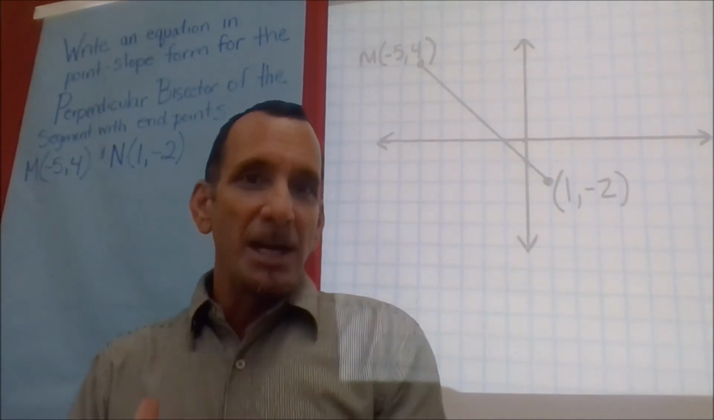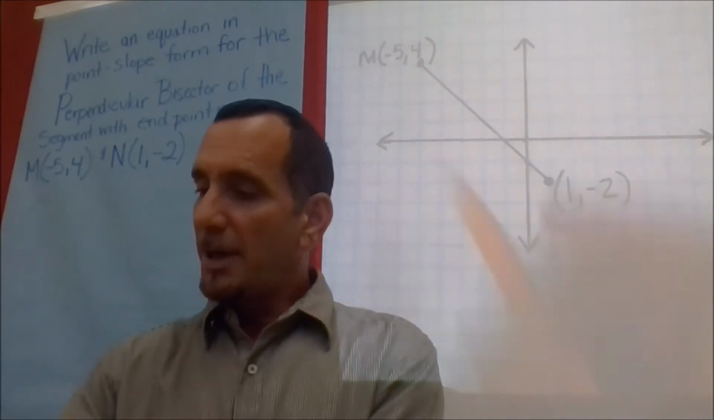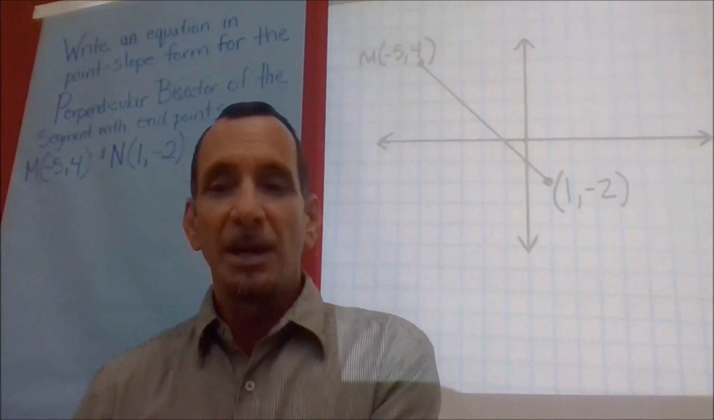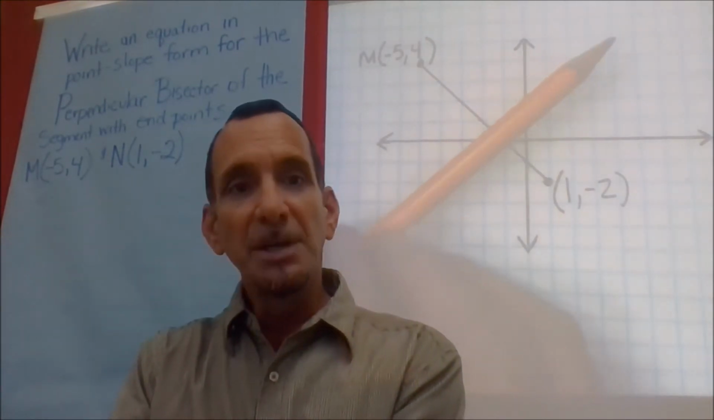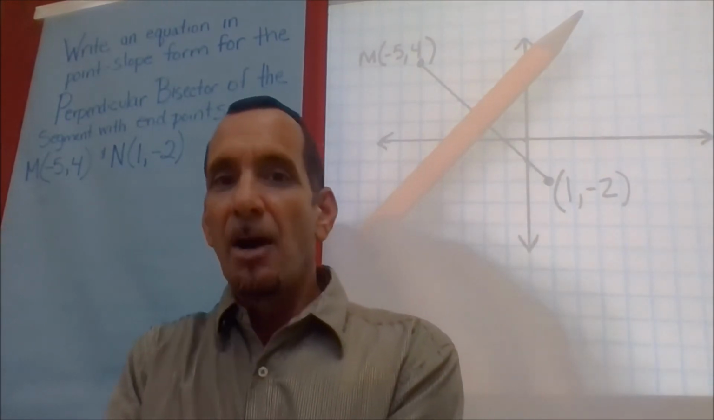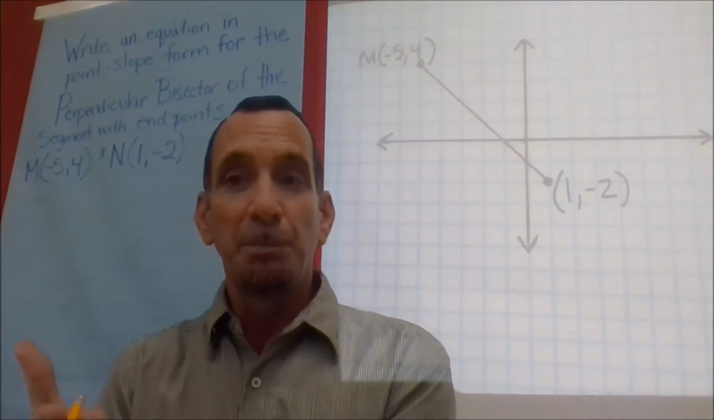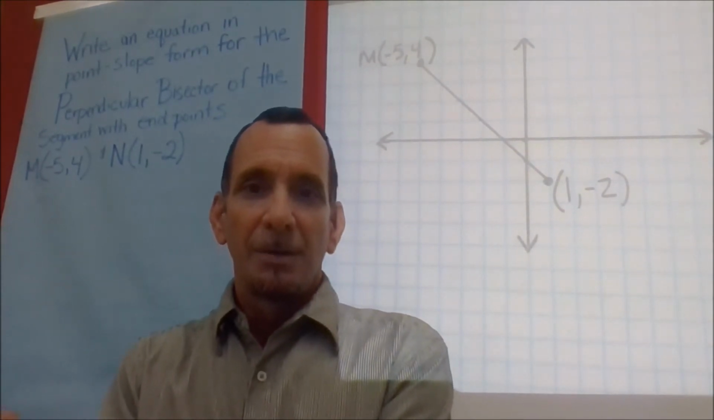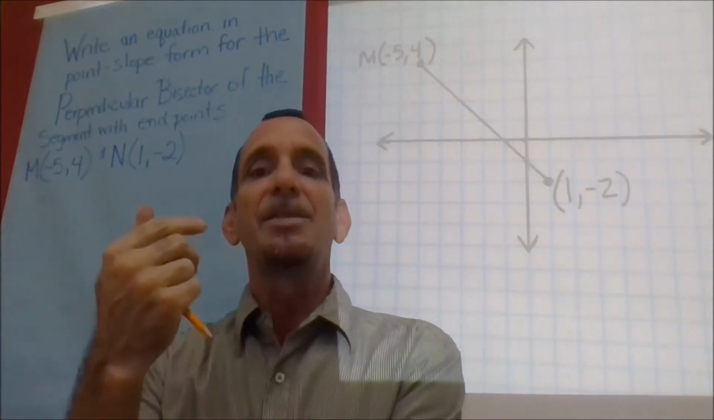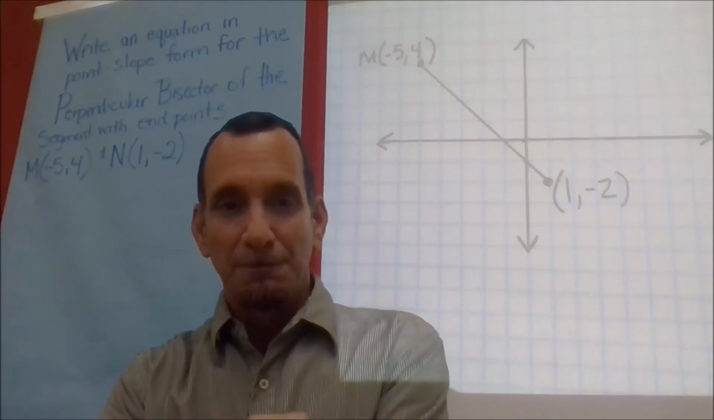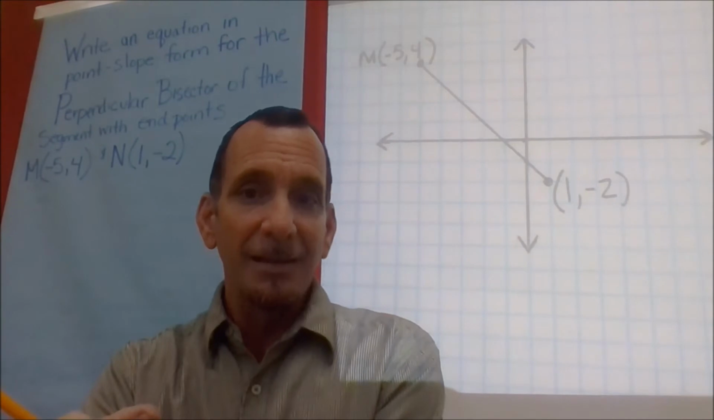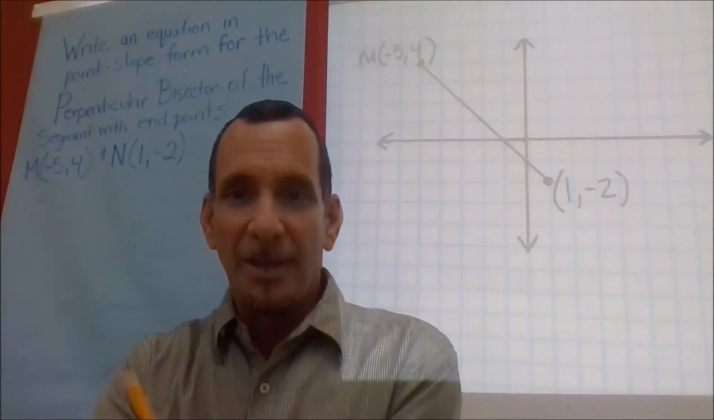We want to write an equation of a line, but we don't want to write an equation of this line. We want to write an equation of a line that is the perpendicular bisector of this line. Now, in order to write an equation of a line in point-slope form, we know that the great information to have is the point and the slope. So we're going to have a line that is a perpendicular bisector, but we need a point on that line, and we also need the slope of that line.